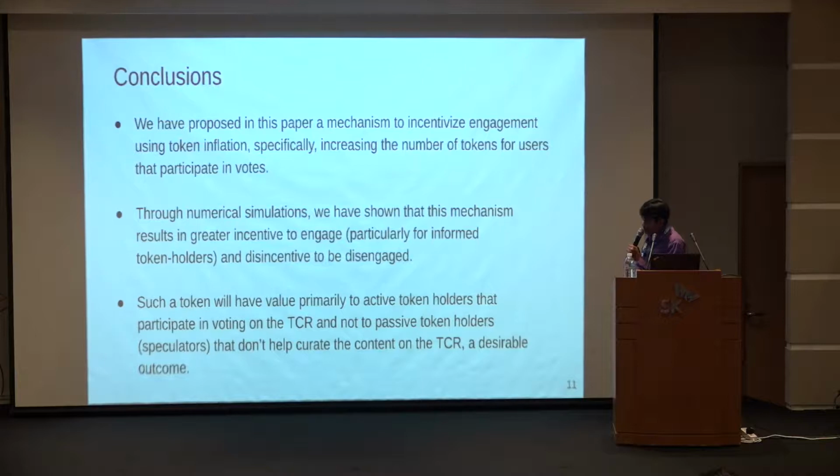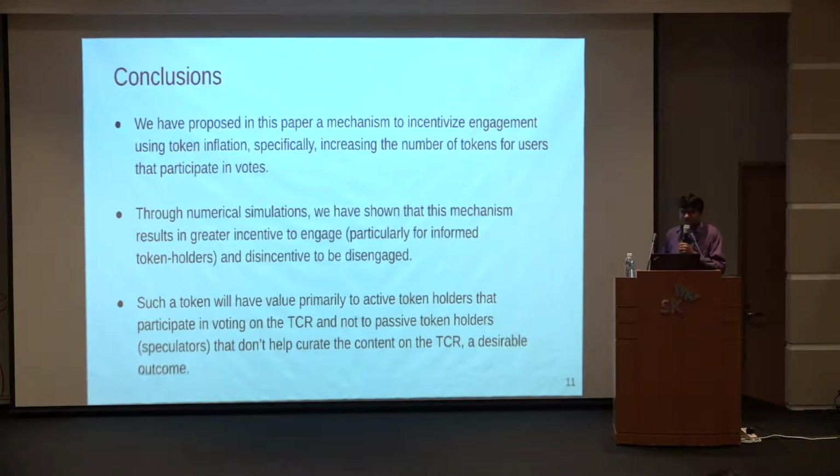I would like to conclude by saying that this mechanism allows the community members to actively engage, participate and maintain the quality of the list in the process. We have shown through numerical simulations that by giving incentives to the active participants, you can increase the quality. We also believe that this token would allow the active members to engage more, while the passive members are discouraged or have no incentive to be part of the system if they are not actively maintaining the quality of the list.